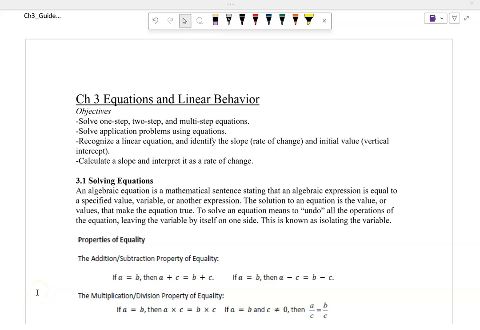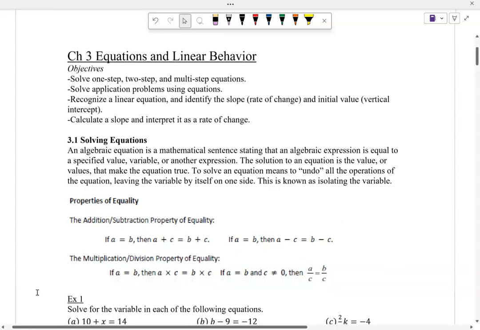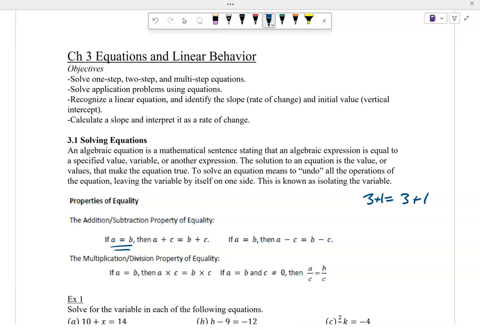All right, welcome back to your favorite Fundamentals College Math class. We're going to take a look at solving equations. And here's our addition subtraction property of equality. If you have 3 equaling 3, if I add 1 to this side, I got to add 1 to that side to make sure that they stay equal.